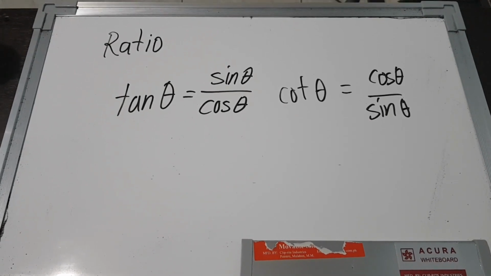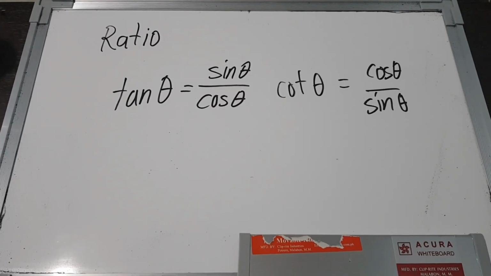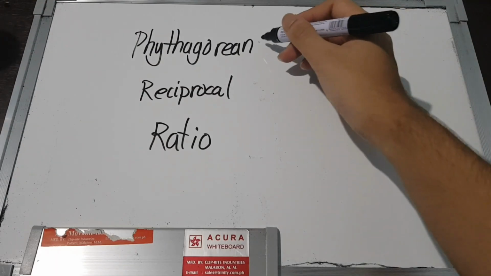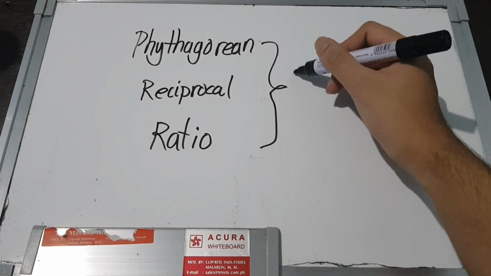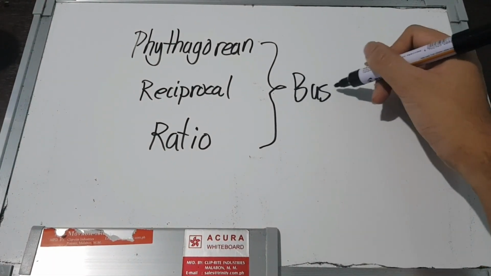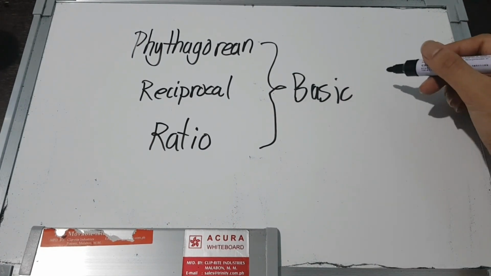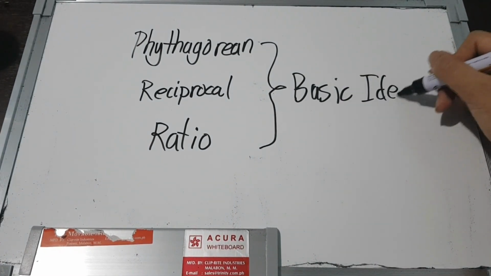Lastly, we have ratio or quotient identities. This is tangent theta equals sine theta over cosine theta, and cotangent theta equals cosine theta over sine theta. These three identities, the Pythagorean, reciprocal, and ratio, are known as the basic identities.